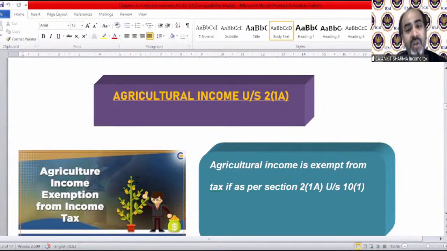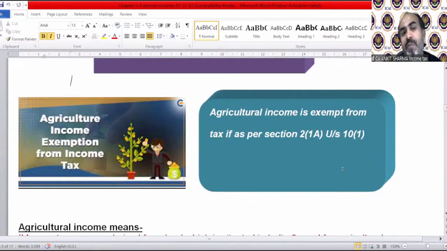Farming income is agricultural income, yes, but there are certain more activities that will also be considered agricultural income. So if you are operating any activity which we are going to discuss and which has been prescribed as agricultural income, then that income will be treated as agricultural income and that is not going to be taxable. So to get the exemption under section 10(1), agricultural income is exempt from tax.